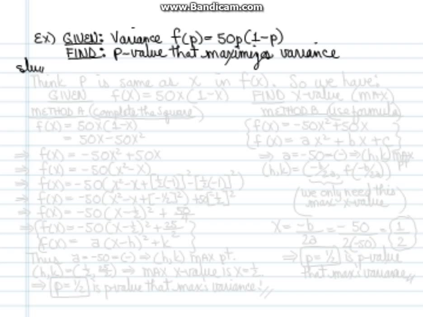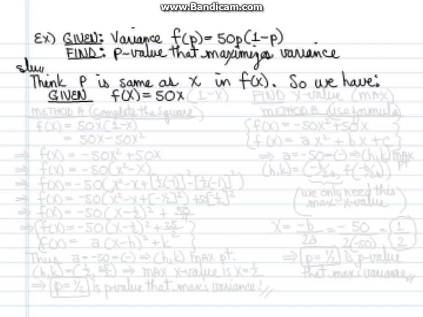If you think of p as x, it's easy to see what's going on here. Think p is the same as x in, say, f of x instead of f of p. So then we will have, given f of x equals 50x parenthesis 1 minus x, find the x value which is max. Okay, so first, there's two methods.